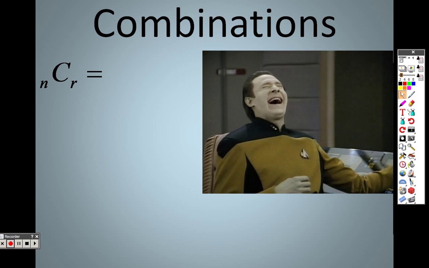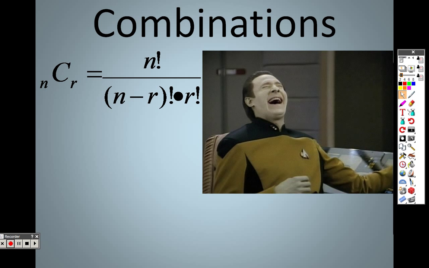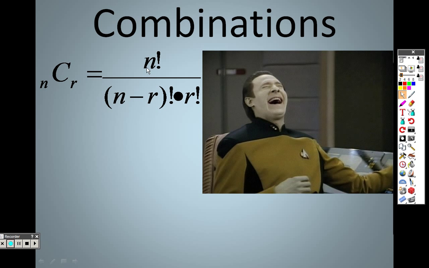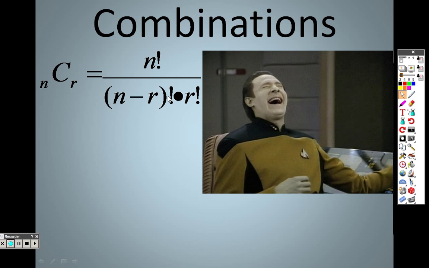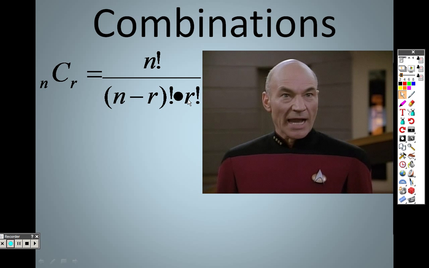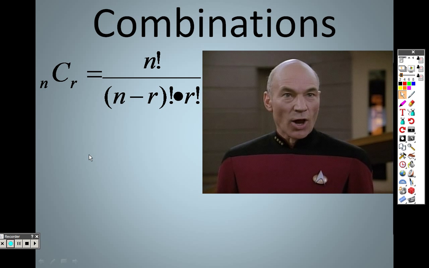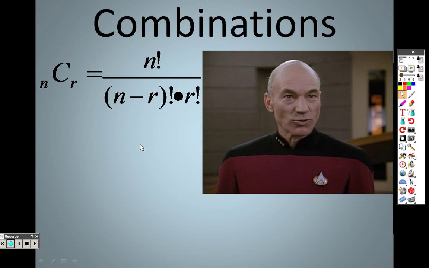This is nCr. So literally what we're saying here is this is the formula, almost identical to permutation, right? The permutation formula was n factorial over n minus r factorial. The only difference is with combination you have an r factorial on the bottom as well. That's the only difference. So combination is almost identical to permutation, except it has an extra r factorial at the bottom.